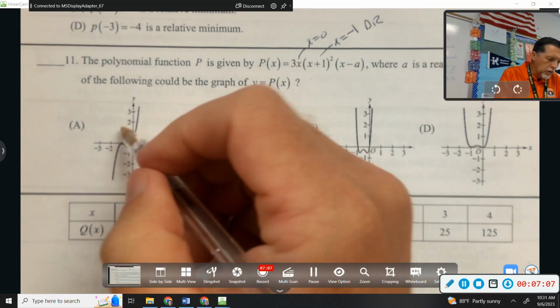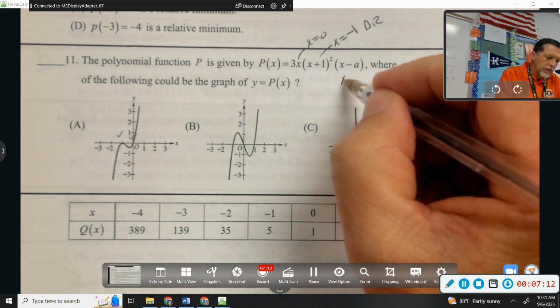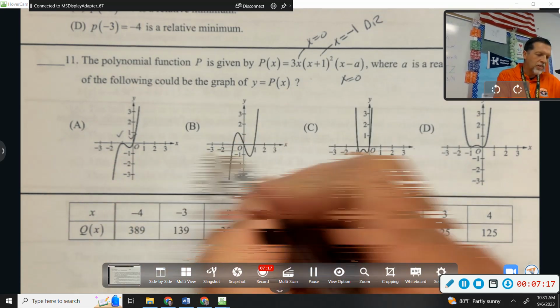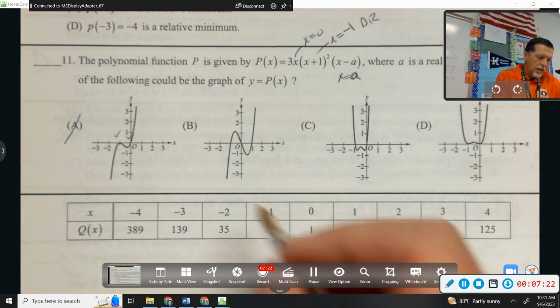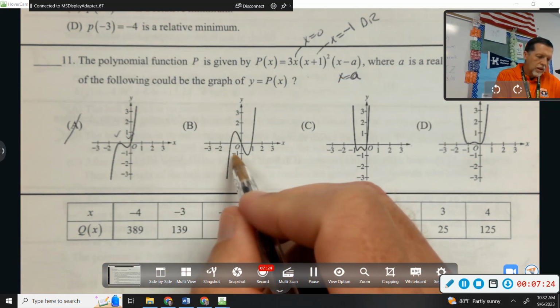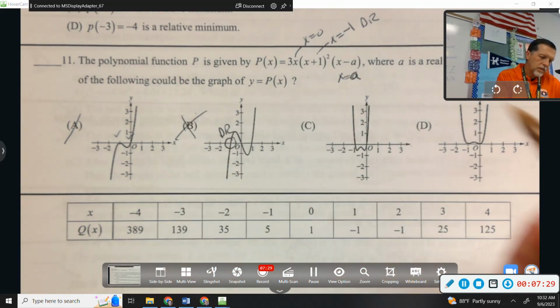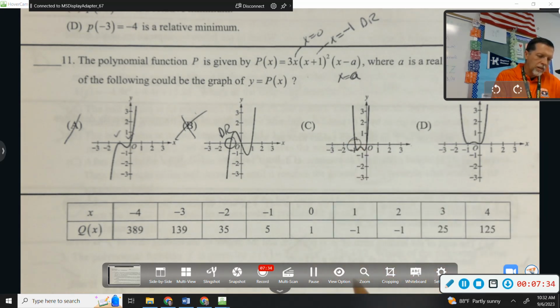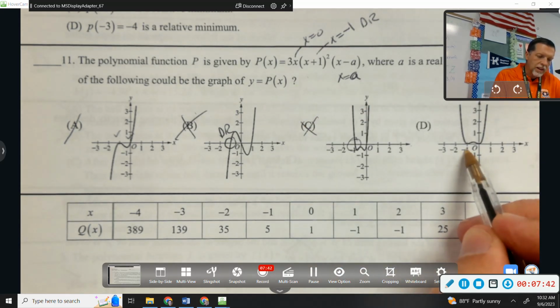So I need a double root at -1, a single root at 0, but I also need a root at x equals A. So answer A is good for what's there, but it's missing a root, so I don't think it's A. Answer choice B does not have a double root at -1, so it's out. I'm not sure what's going on at C, but it doesn't have a double root there either, so it's out. D has a double root at -1, I like that.